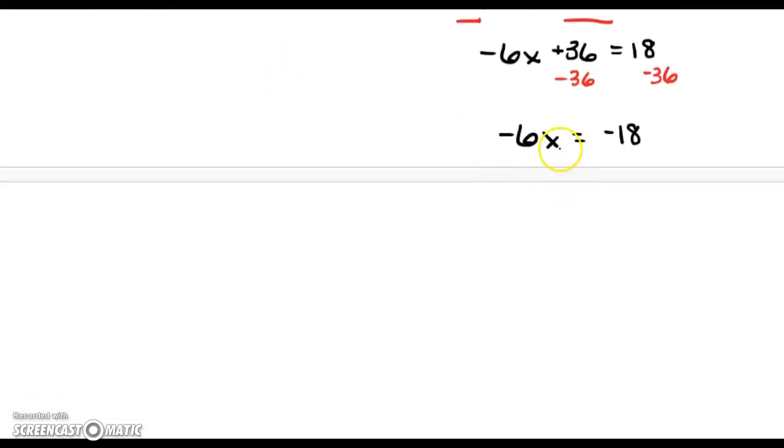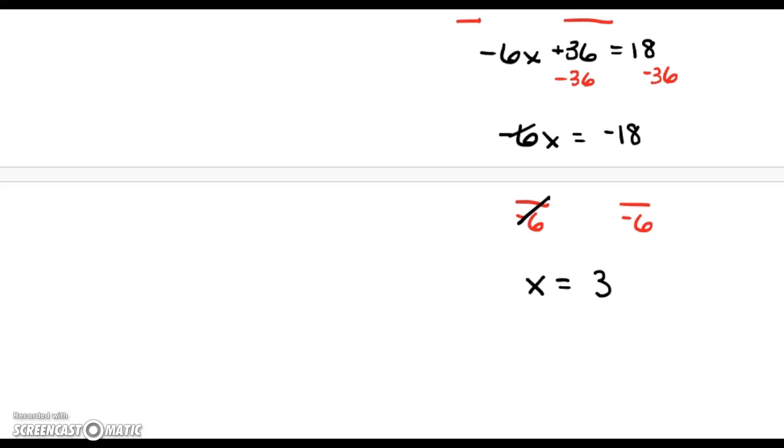So then here I want to get rid of this negative 6, and it's multiplying here, so I'm going to divide by negative 6 on each side. So negative 6 divided by negative 6 is just 1, so I'm left with x is equal to, and negative 18 divided by negative 6 is just positive 3. So here we have that x is equal to positive 3. So now we have one of our variables.